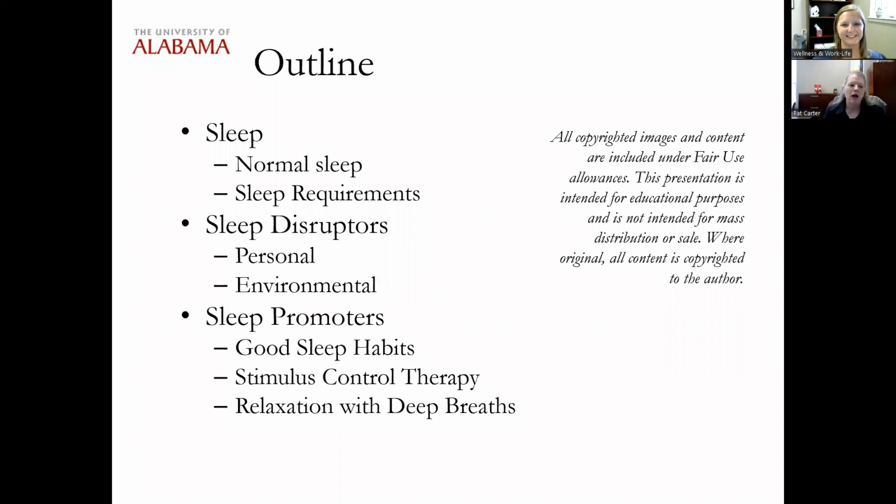We're going to talk a little bit about normal sleep and sleep requirements. One of the most common questions I get is, how much sleep do I really have to have? And so we're going to talk about that. Some sleep disruptors: what are some classifications of things that may be disrupting your sleep that you may not even have thought of, that could be a disruptor to the quality of sleep that you're getting. So we're going to talk about those things, as well as what you can do to get a good night's sleep.